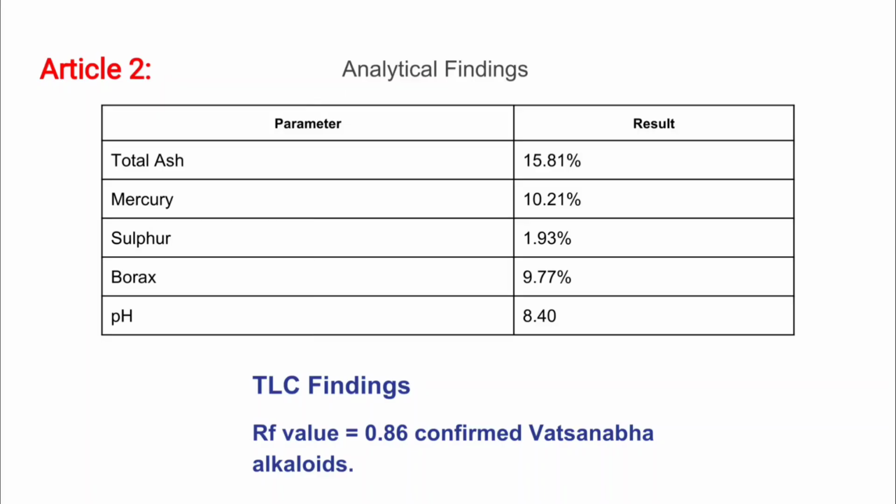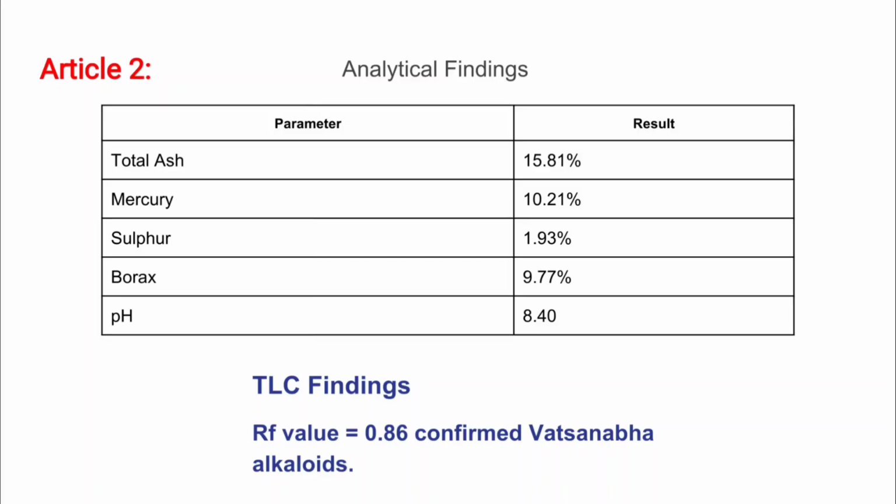Researchers tested Hingul identification, Borax identification, and Vatsanap identification using thin layer chromatography, and observed it in purified Vatsanap and final Tribhuvan Kirti Ras. Findings here: organoleptic characters, the final product shows dull yellow orange color, faint smell, fine texture, acrid taste.